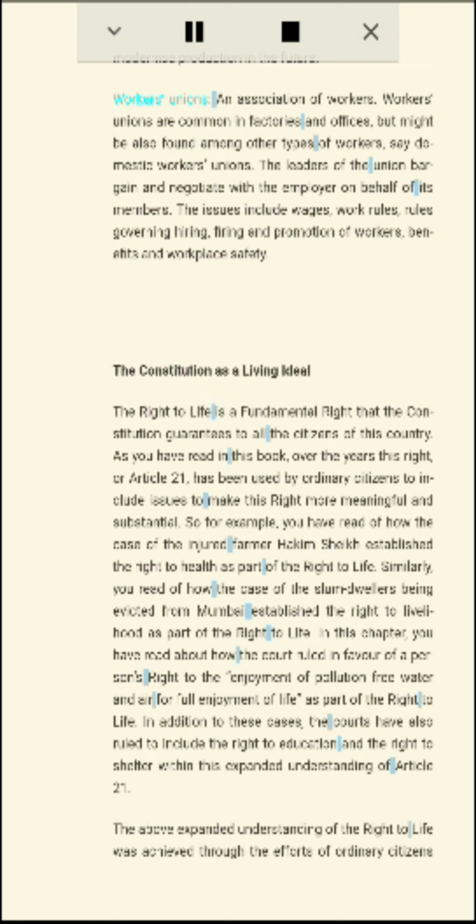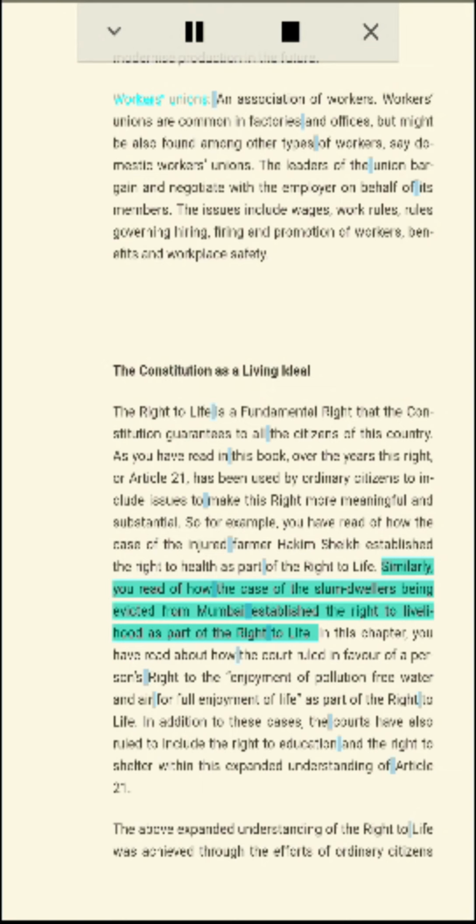The Constitution is a living ideal. Right to life is a fundamental right that the Constitution guarantees to all the citizens of this country. As you have read in this book, over the years this right, or Article 21, has been used by ordinary citizens to include issues to make this right more meaningful. So for example, you have read of how the case of the injured farmer Hakim Sheikh established the right to health as part of the right to life.